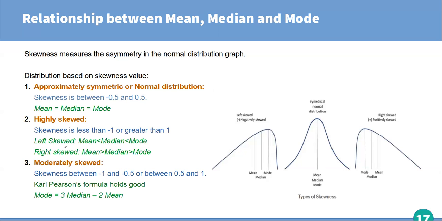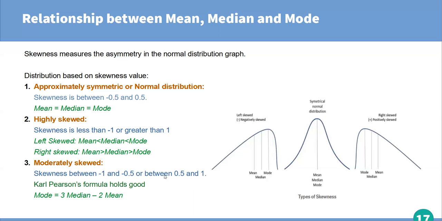There are two cases, left skewed and right skewed. In left skewed, mode has the highest value and mean has the least value. In the right skewed, mean has the highest value and mode has the least value, and median is always in the center.